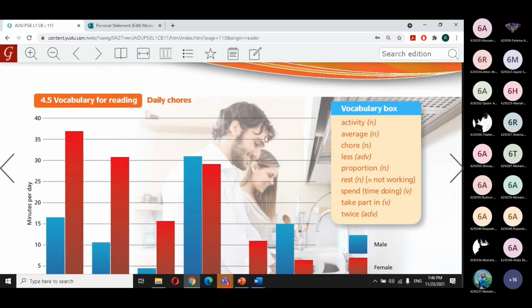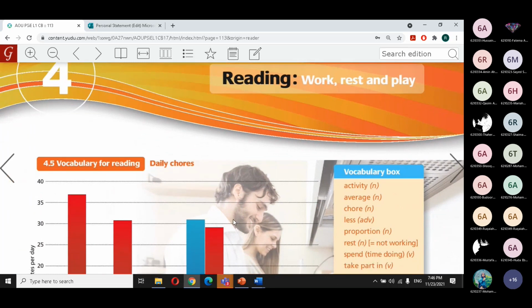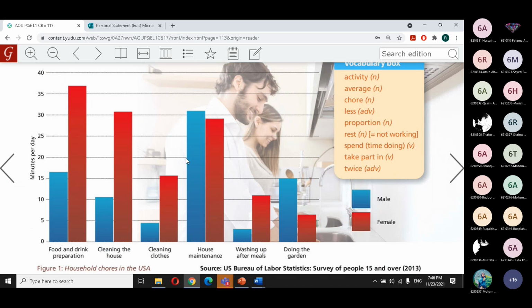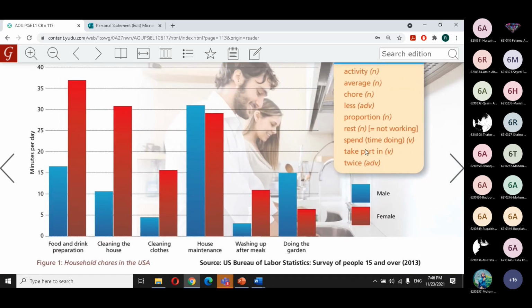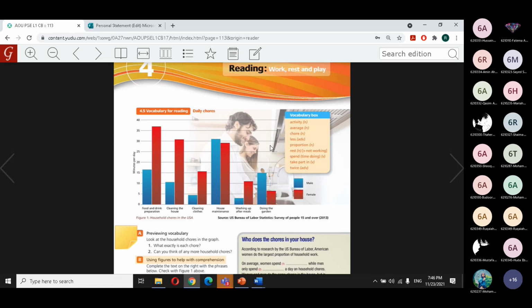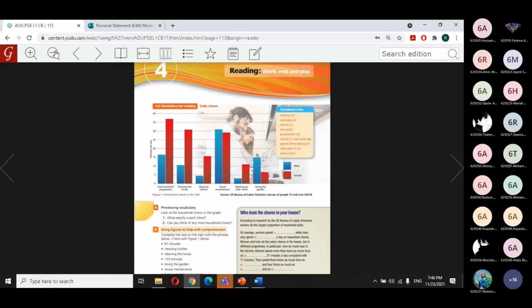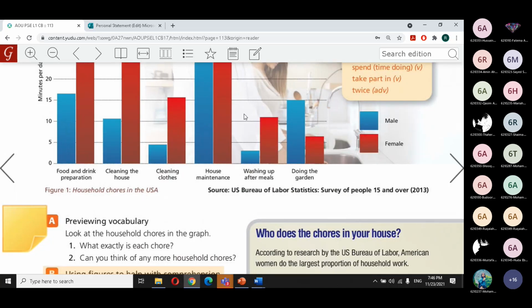Okay, look at this. Maybe some of you tried IELTS. In IELTS, there is writing about charts or graph. Okay? When you have something like this, what should you do? You should get information. How to get information from this graph or chart? You find the heading or you find the title.